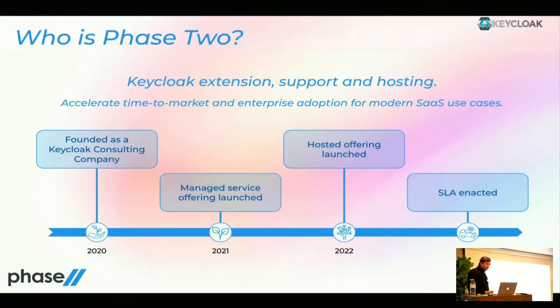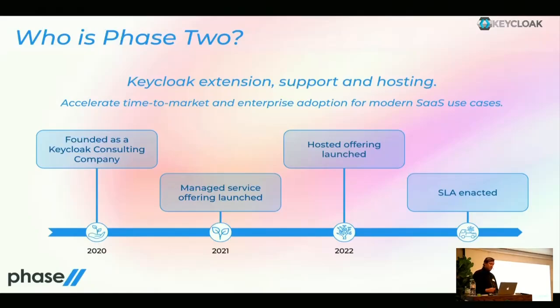Who is Phase Two? We're a Keycloak extension support and hosting business. Our primary goal that we started off with was to accelerate time to market and enterprise adoption for modern SaaS use cases. A bunch of us worked for a previous company, which was an enterprise SaaS company. We had this term called SaaS crud, and it was all the junk that we had to implement before we could get to the point of actually implementing the value in our product. And so Phase Two is a lot about building out the infrastructure for building a SaaS application, specifically on the authentication and authorization side, such that if you were building an enterprise SaaS company, you wouldn't have to reinvent the wheel every time.